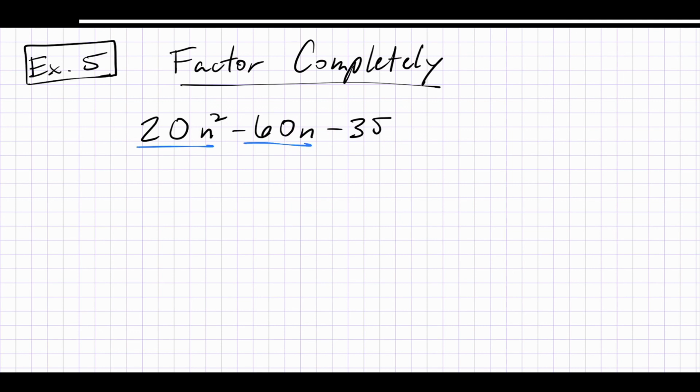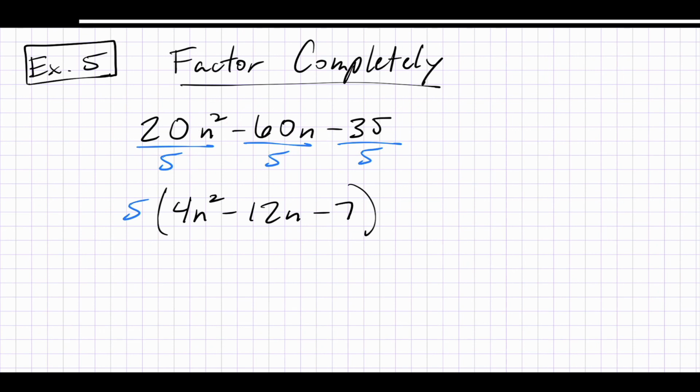So I can divide all of them. I believe 5 is the biggest thing I can divide them all by. Not n, because 35 doesn't have an n, so I can't divide by that. Okay, so I've got 5 out in front: 4n squared minus 12n minus 7.